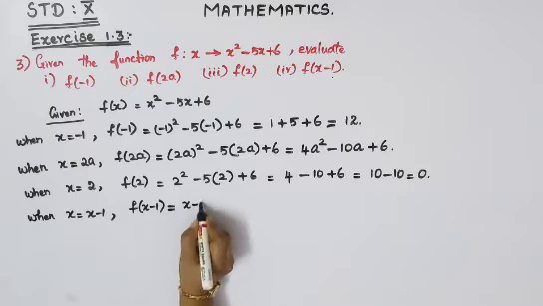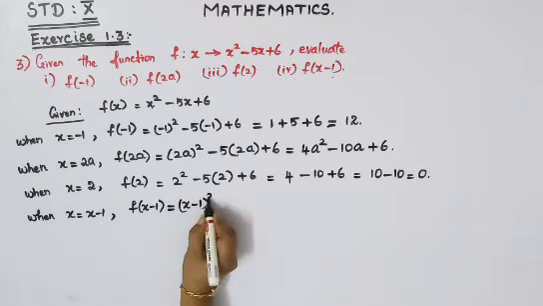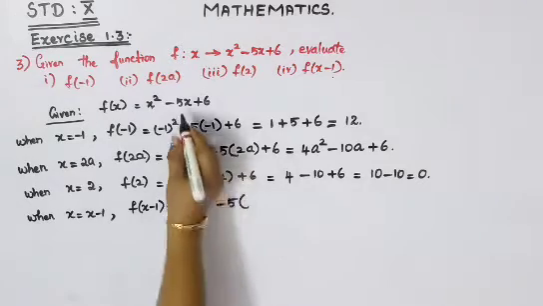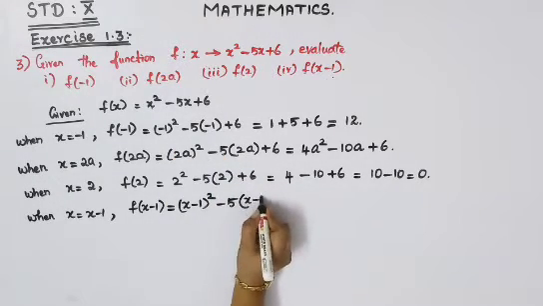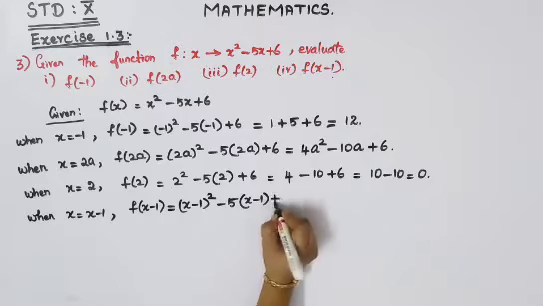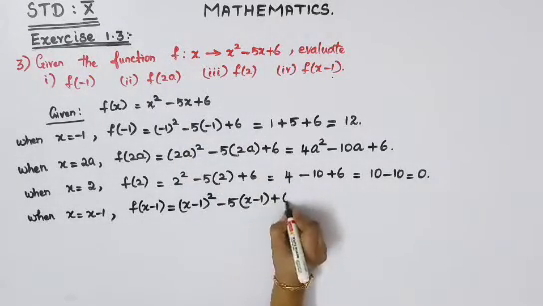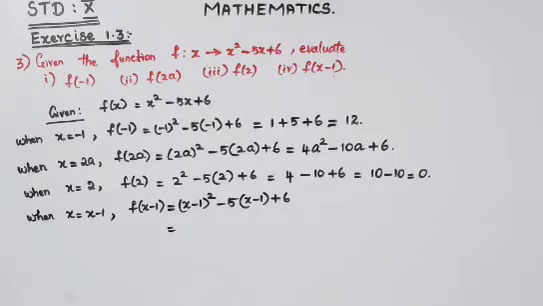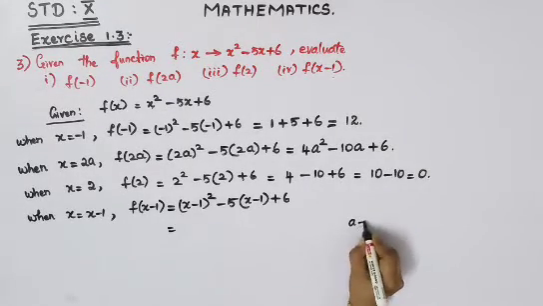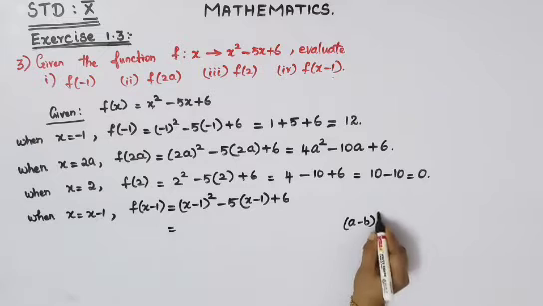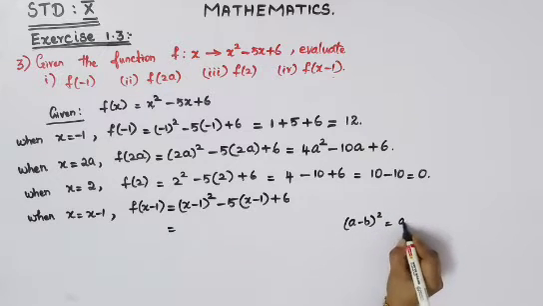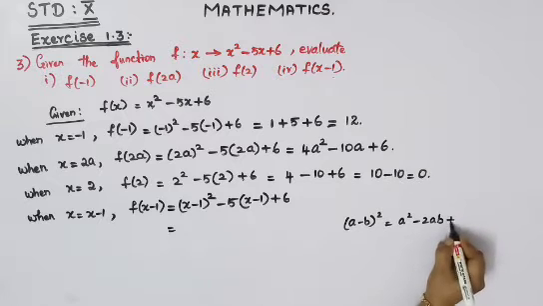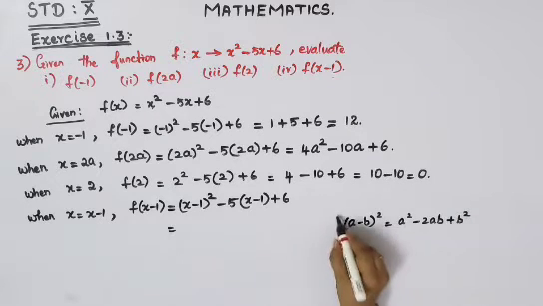So you will get (x minus 1) the whole square. Again minus 5 is there as it is, into this (x minus 1). Again plus constant 6 is there, so write that 6 as it is. Now this is in the form (a minus b) the whole square, which in the formula is equal to a square minus 2ab plus b square. So this formula you can use over there.